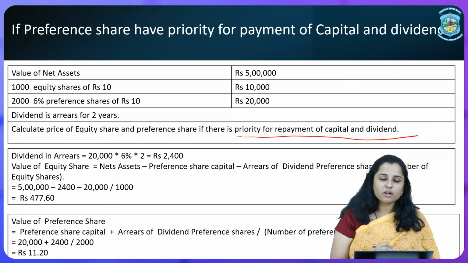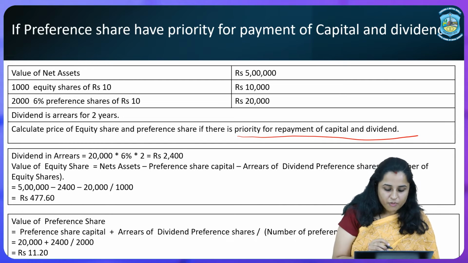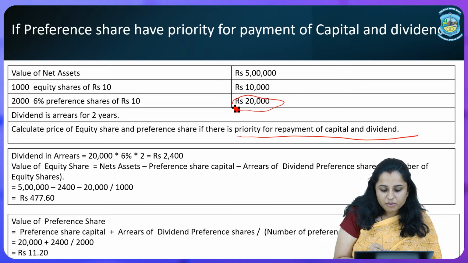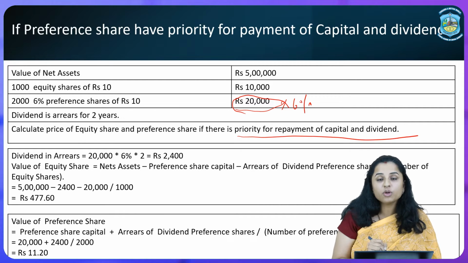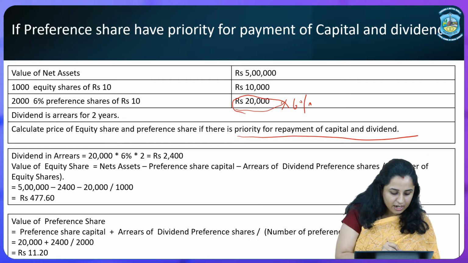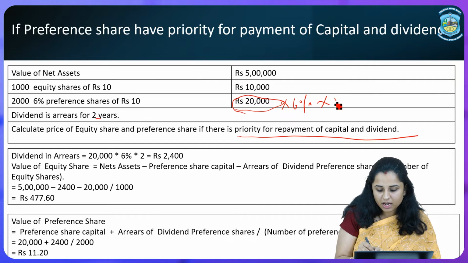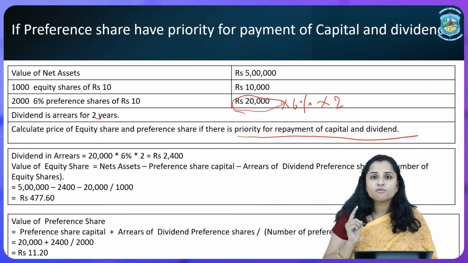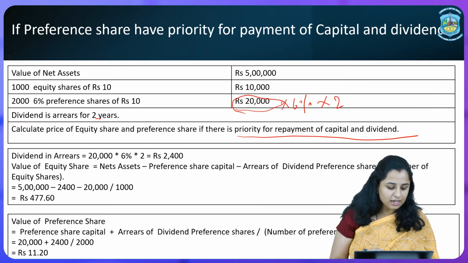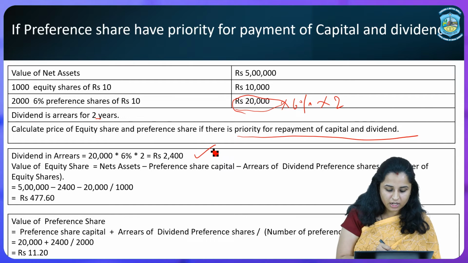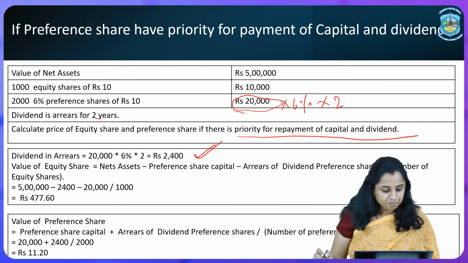So, let us first calculate the amount of dividend. So, value is rupees 20,000 preference share. So, 20,000 into 6% will give you dividend for 1 year. It is in arrear for 2 years. So, multiplied by 2 will give you dividend for 2 years. So, I have calculated here dividend in arrears is rupees 2400.